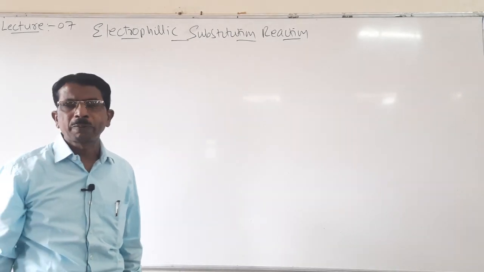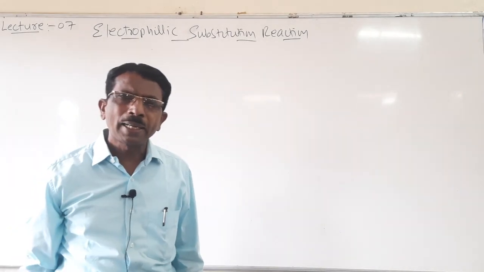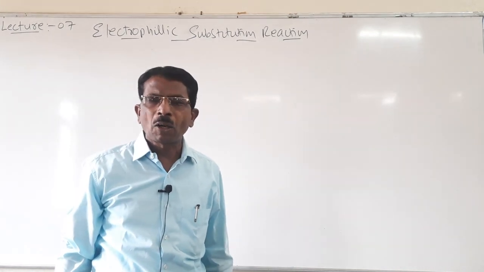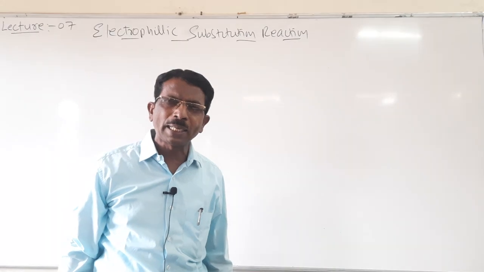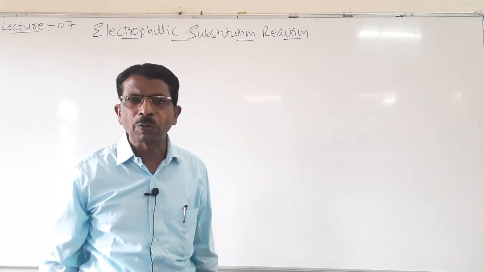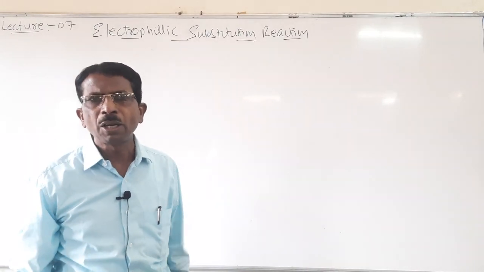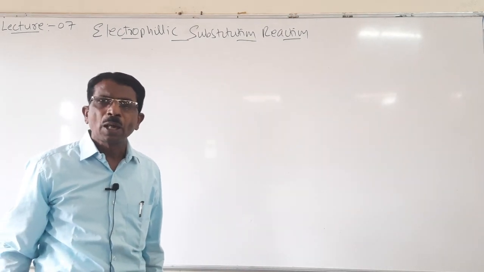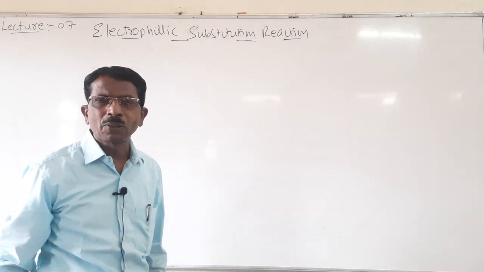So what happens here? When aromatic aldehydes and aromatic ketones are treated with a mixture of concentrated nitric acid and concentrated sulfuric acid, it undergoes nitration forming meta products or meta derivatives, that is meta-nitrobenzaldehyde.